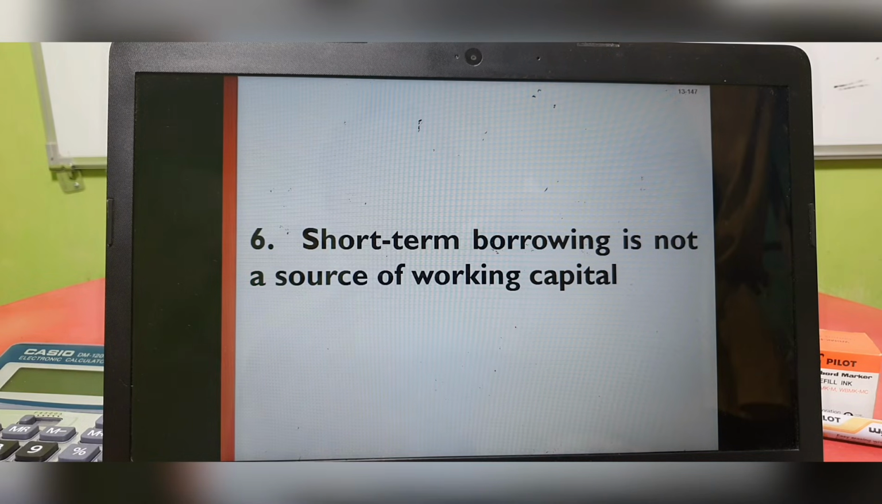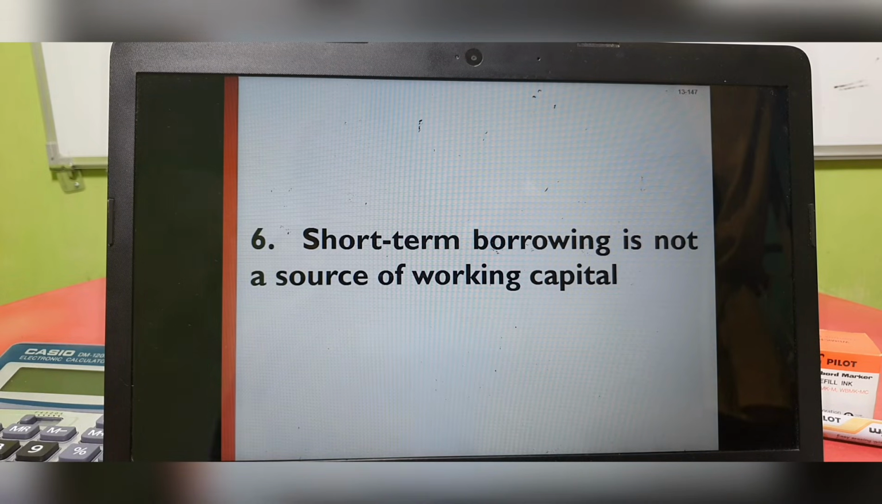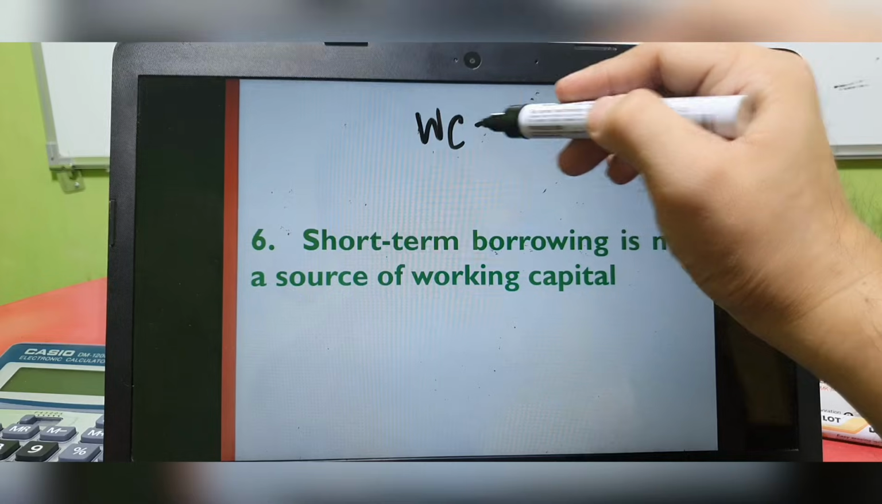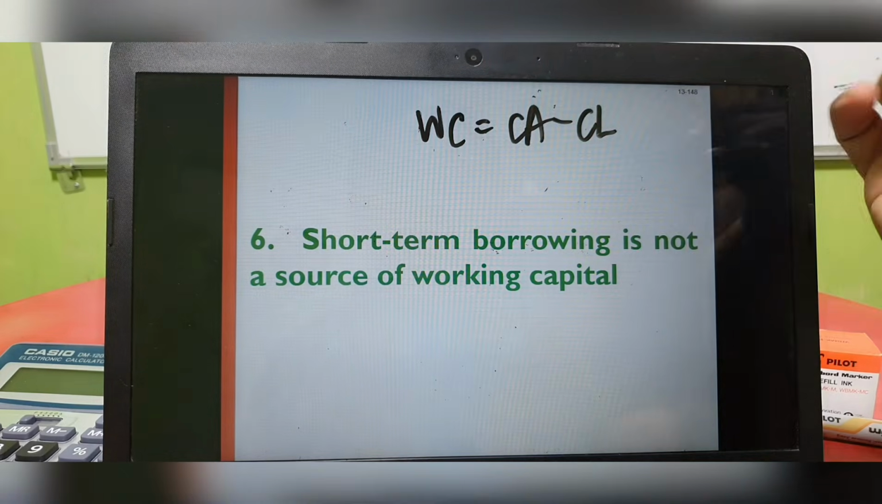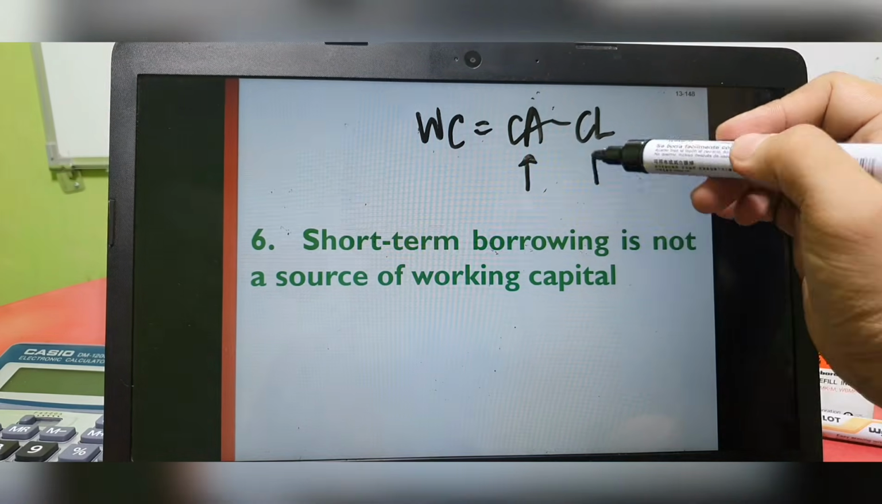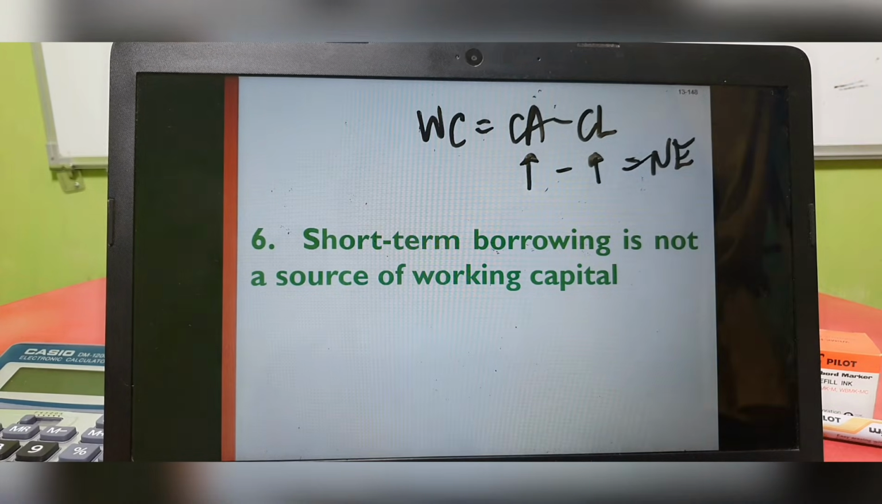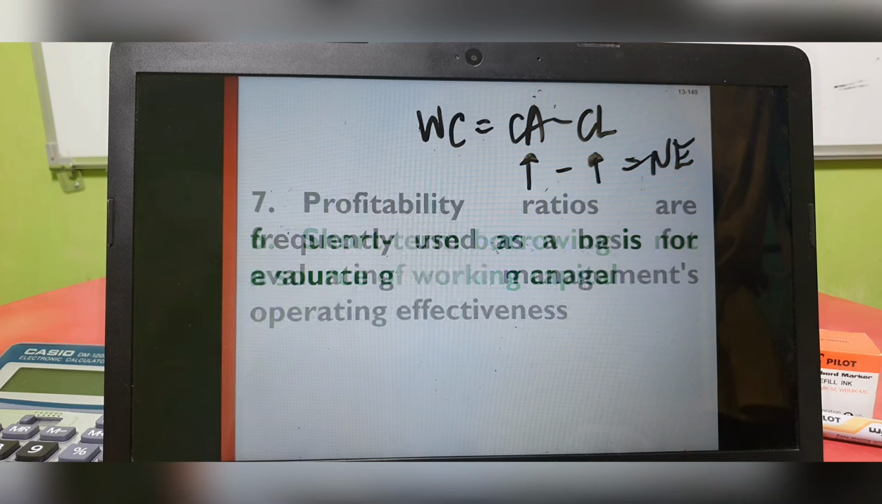Next, short-term borrowing is not a source of working capital. What is your answer? Hindi pala source ng working capital ang short-term borrowing. Your answer is nag-green, so it should be true. Why? Kasi ang working capital is current asset minus current liability. Pag nag-short-term borrowing ka, tataas to. Pag nag-minus, walang effect. That's why hindi siya source ng working capital. Okay, so that's correct. Short-term borrowing is not a source.